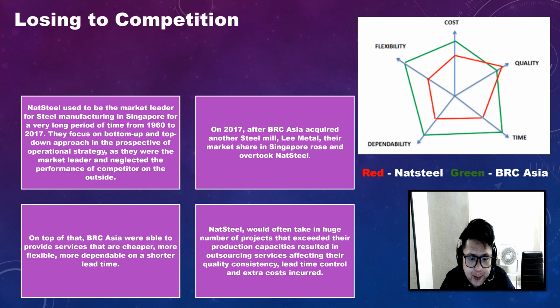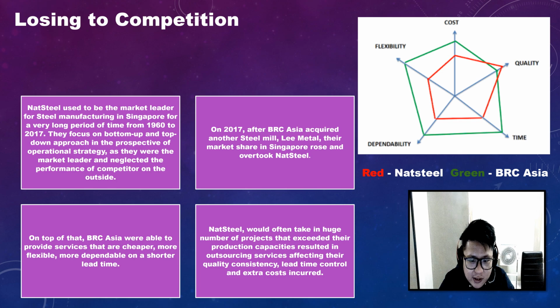As a market leader in the industry for such a long time, NatSteel's operational strategy became very horizontal, bottom up and top down, and they neglected what was happening outside of them. In 2017, BRC Asia acquired another steel mill, Lee Metal. Their market share in Singapore suddenly rose and overtook NatSteel. Not only that, they are able to provide a service to the customer at a lower cost, with better flexibility, more dependability, and shorter lead time compared to NatSteel.